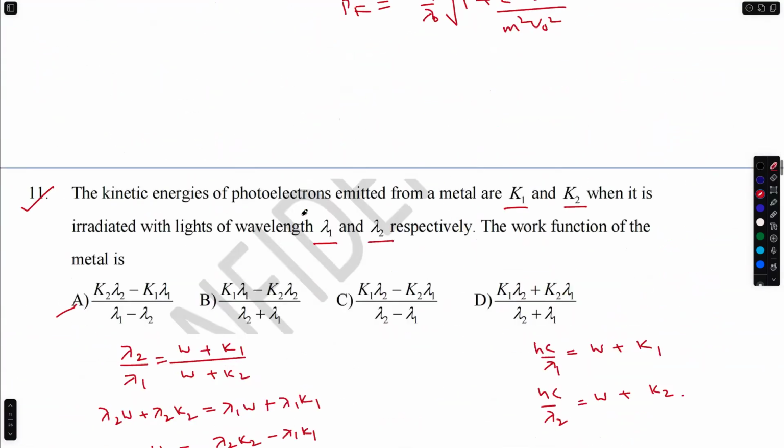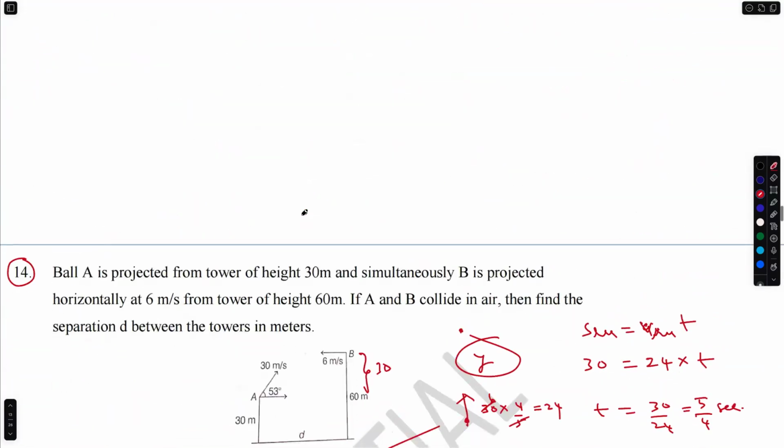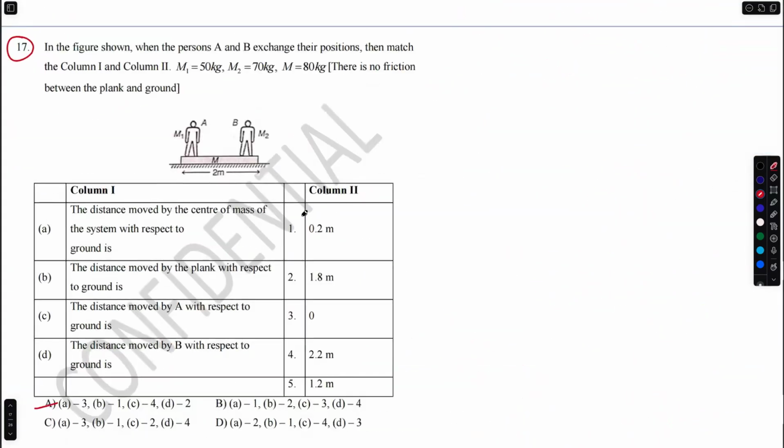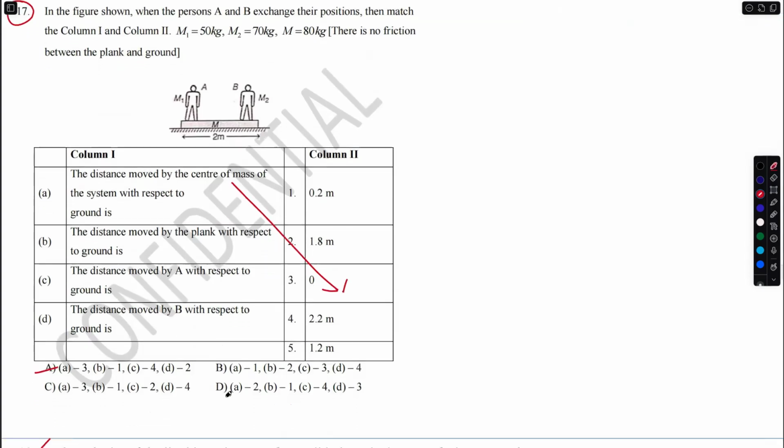Which one? Question 17. 16, 17. Okay. In the figure shown, this is the question which you should do last, undoubtedly. If not, leave it. Right. M1 is 50, M2 is 70, M is 80. Find the distance moved by the center of mass of the system with respect to ground. When nothing is moving, A should match 3. Okay, A matching 3 is possible in 2.